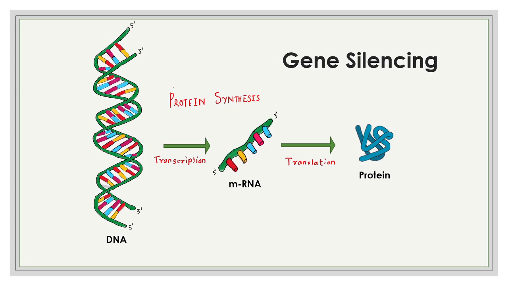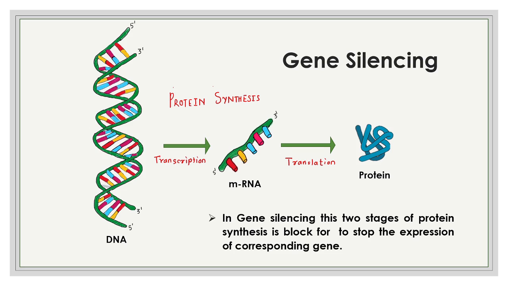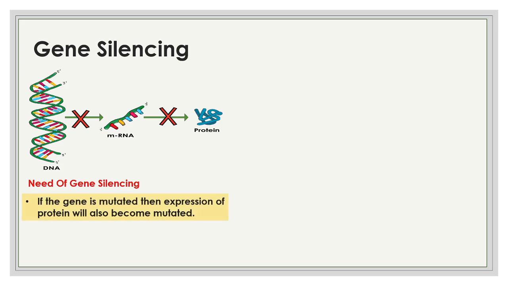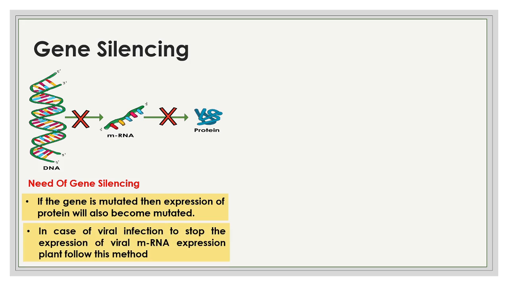So what exactly happens in gene silencing? These two stages become blocked: the first block at the transcription level and the second block at the translation level. Then what is the need of gene silencing? If a gene is mutated, then the expression is also mutated. In that situation, the cell decides to silence the gene, or we can apply the gene silencing technique. Or if a viral particle attacks the cell, in that situation, the cell also follows the gene silencing mechanism.